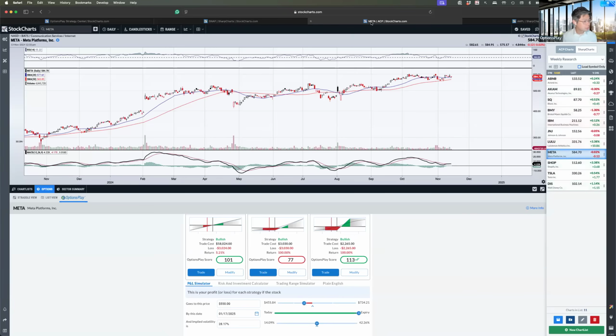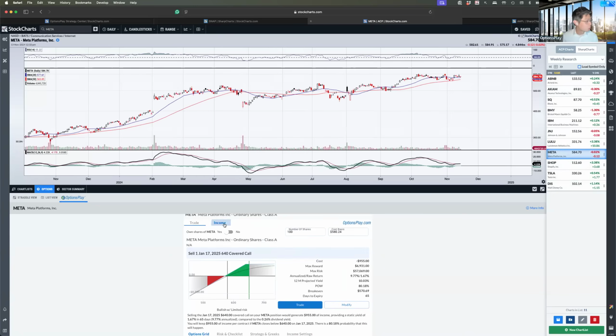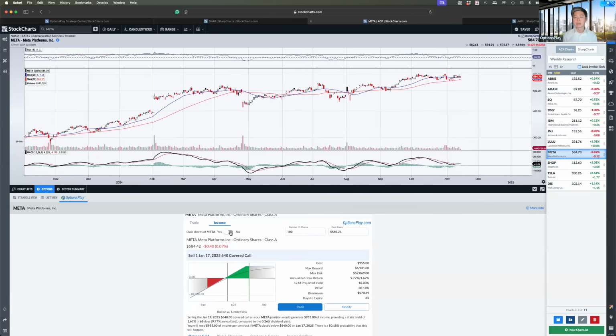So if you're using ACP now, you now have direct integration of options play into your ACP, so that if you're looking at a chart, you like a specific chart, and you want to quickly structure an options trade, you can do that by simply clicking on the trade button or the income button for those of you that are looking to generate income with covered calls or cash secured puts.